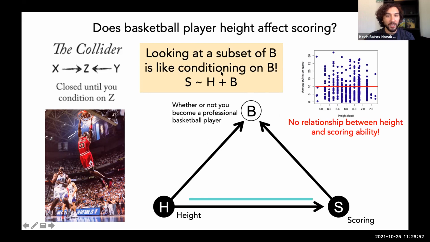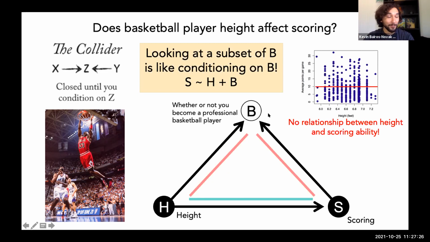So by conditioning on B, this is what we had before when we didn't condition on B, but once we use just the subset of data of NBA players, we've now got another hidden relationship through B. Remember, the collider is closed until you condition on the middle variable, and it's colliding. You can imagine two arrows colliding together. That's how you remember the collider. And this is the most dangerous one. If you add in this variable, it's going to screw up your model, no doubt about it.